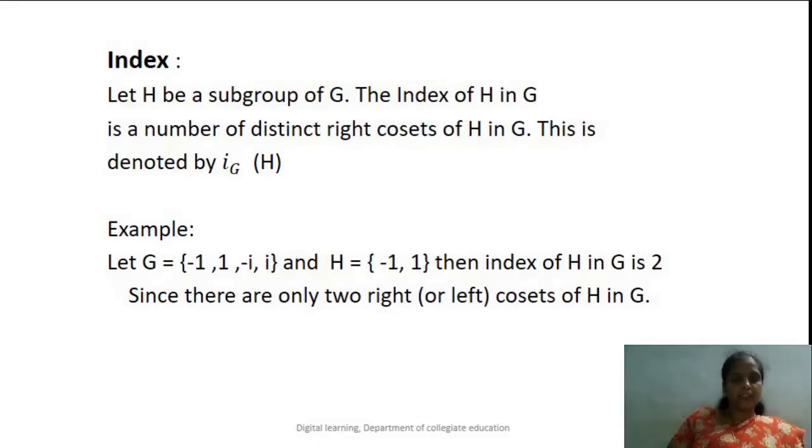So let's take an example here. Let G be {minus 1, 1, i, minus i}. Then H is equal to {minus 1, 1}. Then the index of H in G is 2. Since there are only two left cosets of H in G, only two disjoint sets are there. Minus 1 and 1 we can consider, and again minus i and i. These are the two right cosets or left cosets we can consider, so the index of H in G is 2 here.